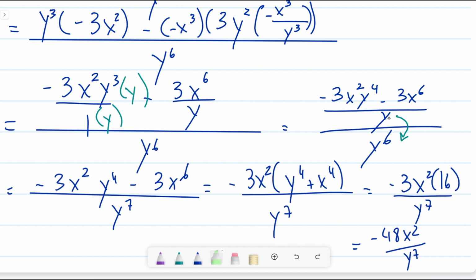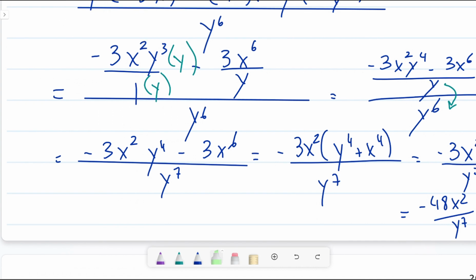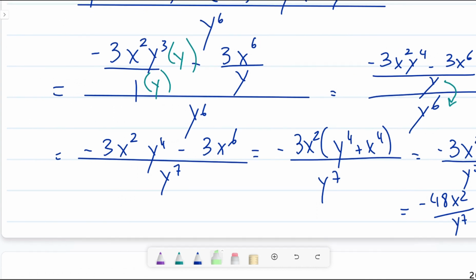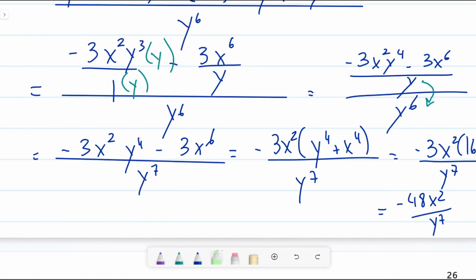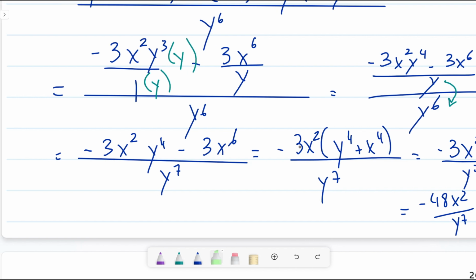all of this divided by y to the power of 3. And now I can drop this y down to the denominator of the entire thing. So I get negative 3x squared times y to the power of 4 minus 3x to the power of 6 divided by y to the power of 7. And then I can factor out the negative 3x squared, and I'm left with x to the power of 4 plus y to the power of 4, all divided by y to the power of 7.